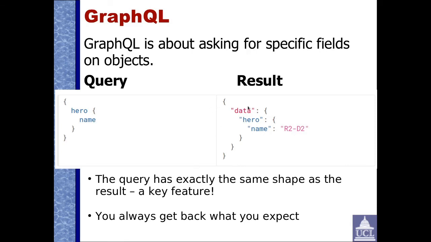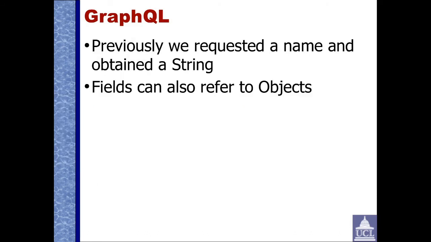So in this case there was a layer above this, so this data thing was above hero and name, but the shape of this is followed by the shape of this. So that means that you always get back exactly what you expect. So in that previous example we requested a name and we obtained a string type of item back, but as we've seen, the fields can also refer to objects.